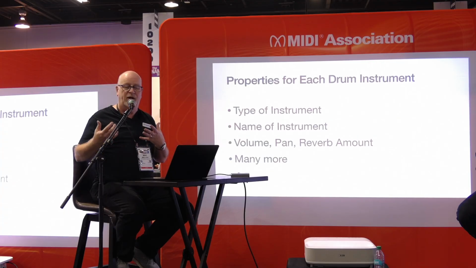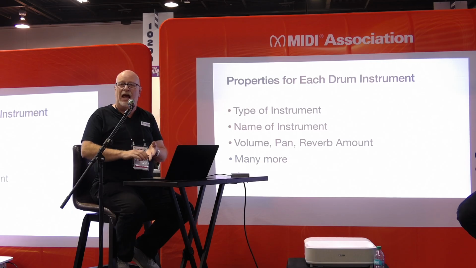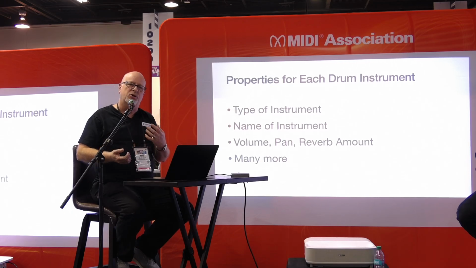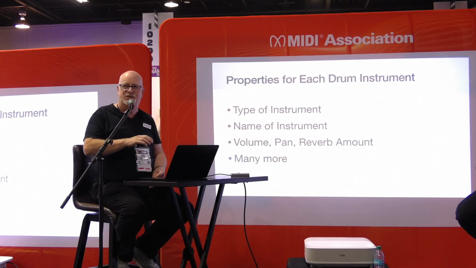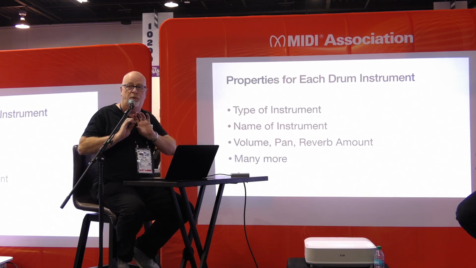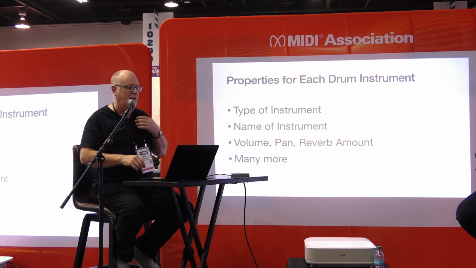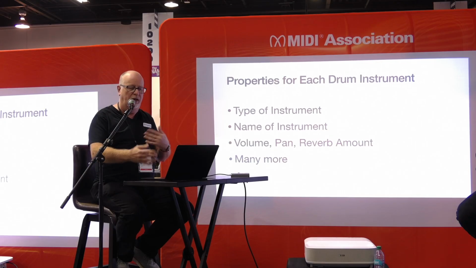And then we have properties for each drum instrument. The type of instrument, whether it's a kick drum or a snare drum or a high tom, the name of the instrument can be communicated. So not only is this a snare drum, it's a 14-inch snare drum, and it's 6 inches deep, or it's an extra deep snare drum. You can actually just give it a name, a user-friendly name. You could control the volume, pan, and many more properties using this profile.